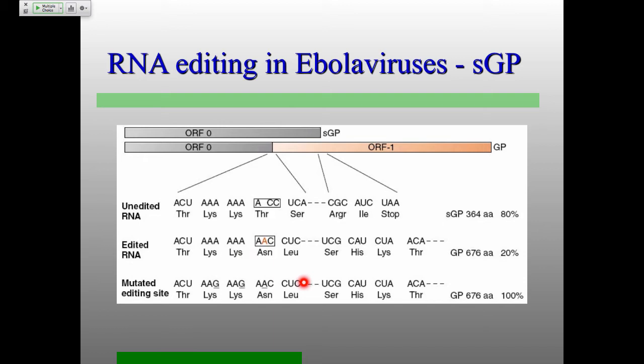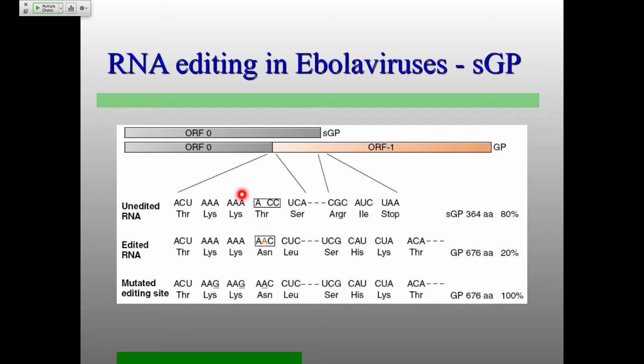And this virus here doesn't produce a secreted glycoprotein. It only produces the glycoprotein. And that seems to function quite well, at least in the cell culture, the controlled conditions. On the other hand, if you change these A's here so it can't get slippage, the virus is uninfectious. So editing here is absolutely critical for getting virus function.